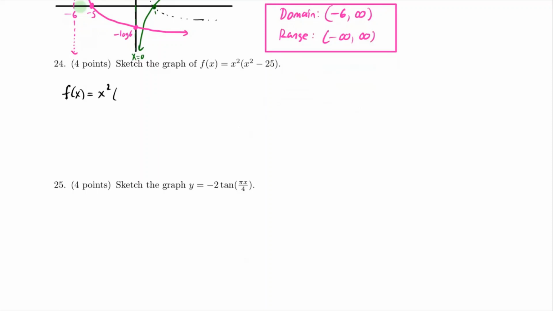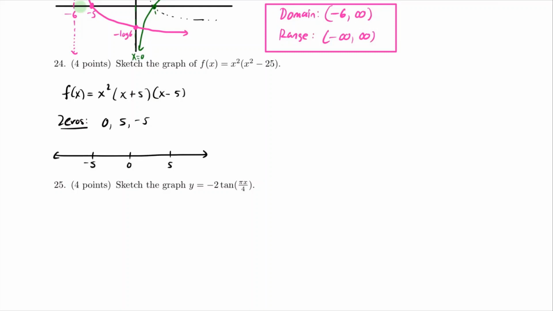X squared minus 25 can be factored into x plus 5 times x minus 5. So the zeros of this polynomial are 0, 5, and negative 5. So now you can try to graph them this way. Before that, let's try to write them on the real line. So we have negative 5 here, 0 here, and 5 here.